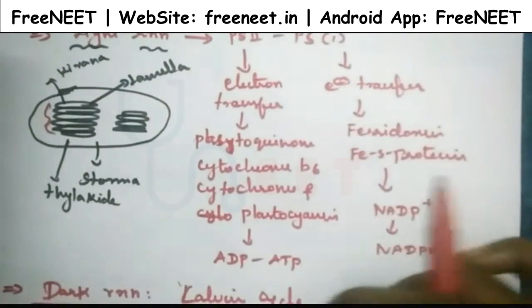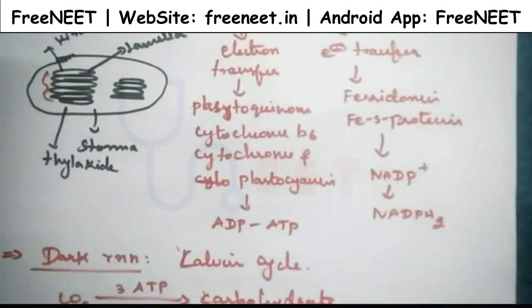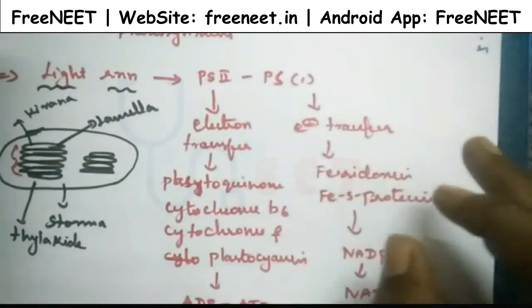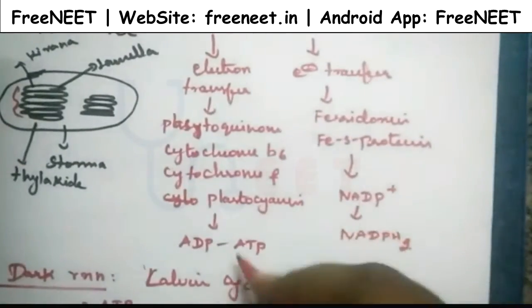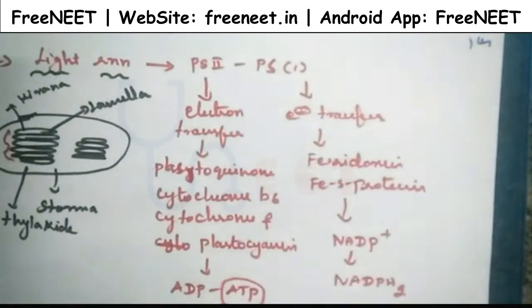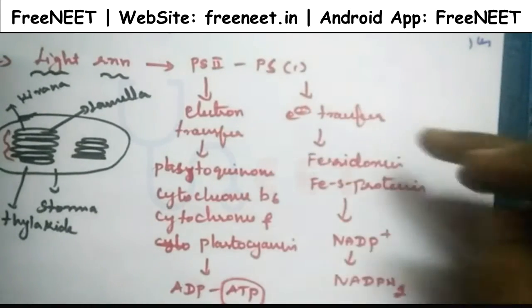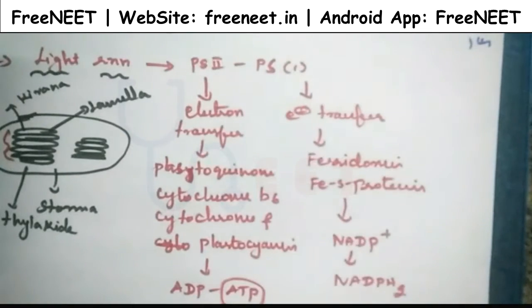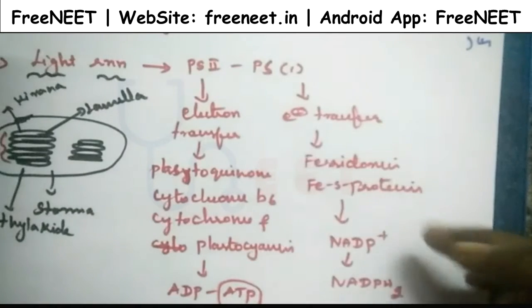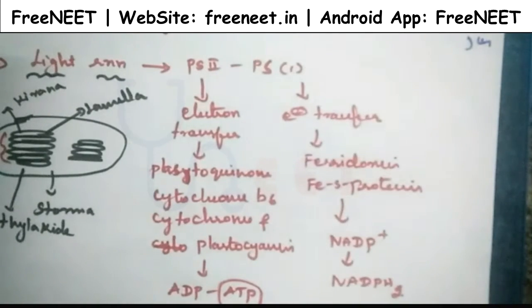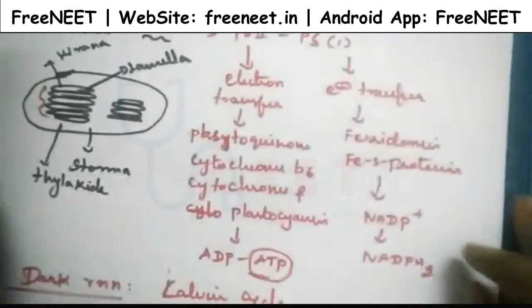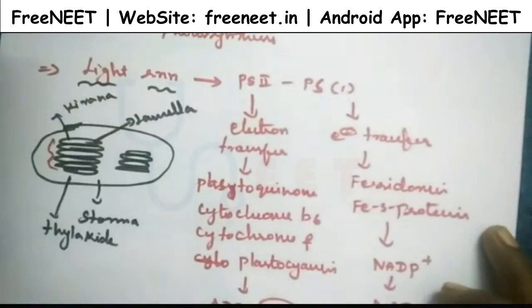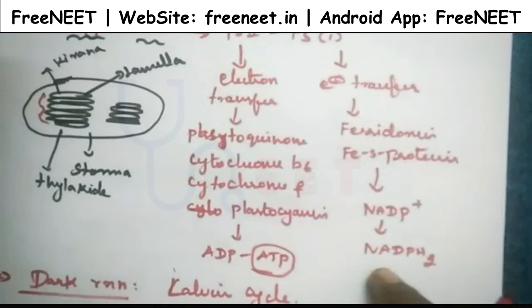At the same time, through the electron transfer, adenosine diphosphate is converted into ATP. That is, when the electron is transferred from photosystem 2 to 1, the system synthesizes ATP. In photosystem 1, electron transfer also takes place through the reduced ferredoxin iron-sulfur protein. Here in photosystem 1, NADP plus is converted into NADPH2. Totally, from the light reactions, the plant synthesizes ATP and NADPH2.